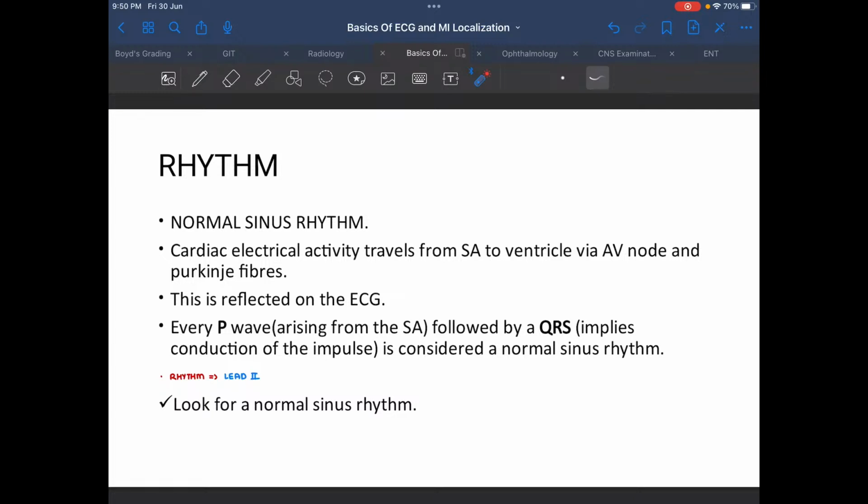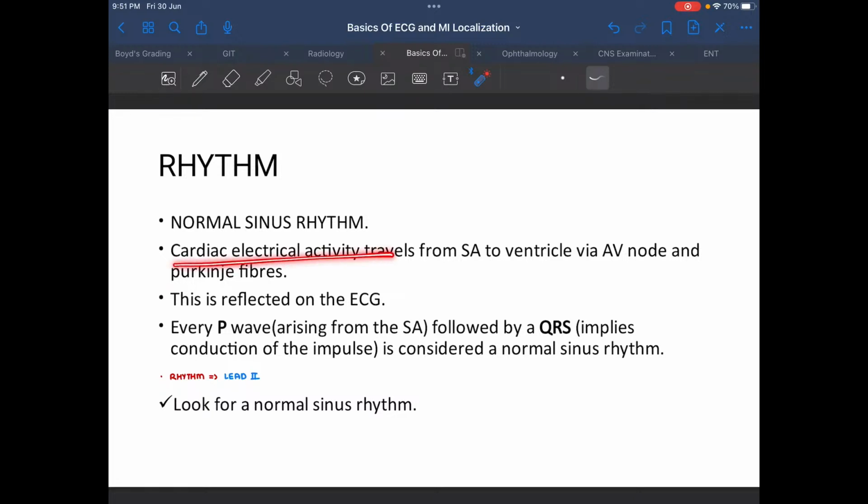It's going to travel via the internodal tracts into the AV node. There's going to be AV nodal conduction, with whatever delay it has, then it's going to conduct through the right bundle branch and your left bundle branch through the bundle of His. Then it's going to depolarize all of the myocardium via the Purkinje fibers. So that is my definition of the normal sinus rhythm.